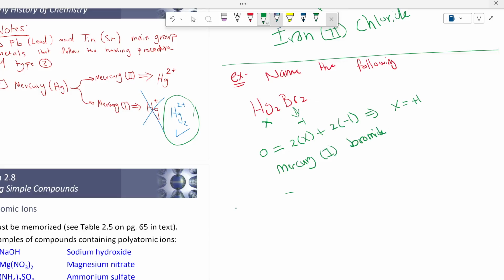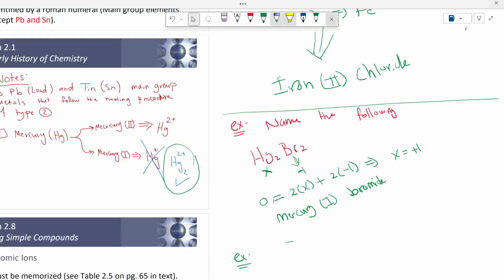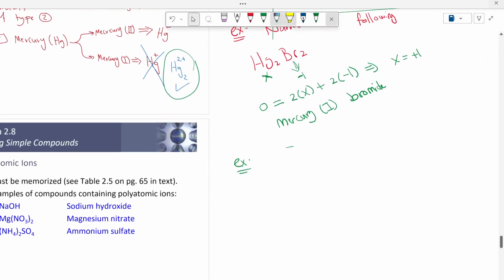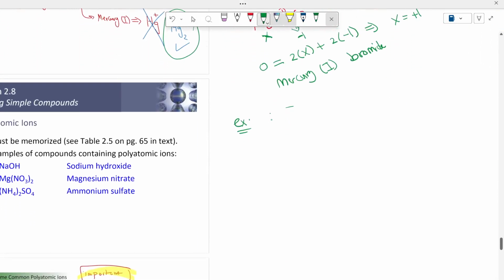bromide. Another example, let's say we have PbO2. Lead, don't forget this exception. Lead is a main group metal, but it is similar to transition metals, which means you should deal with this as a type 2. This is an exception.